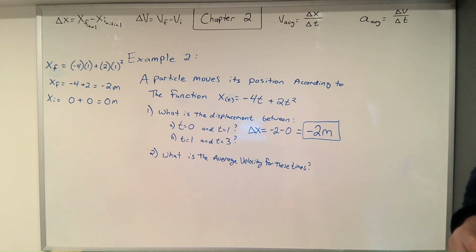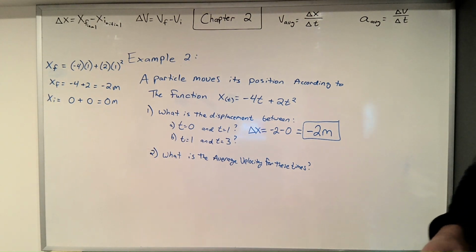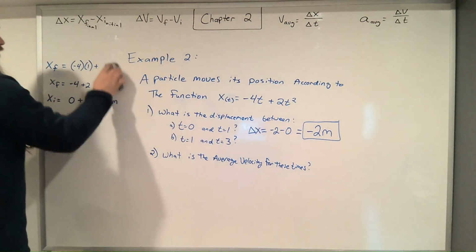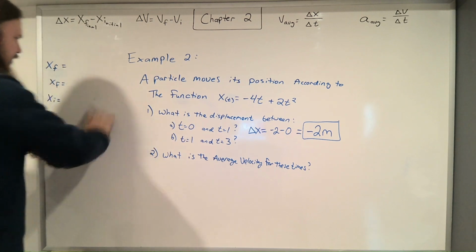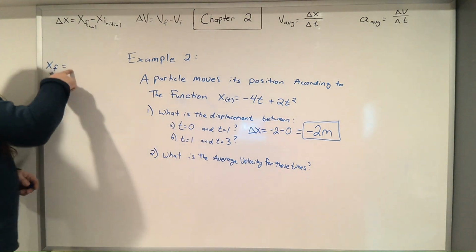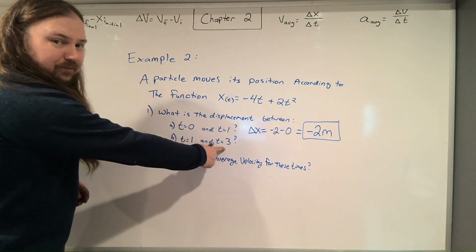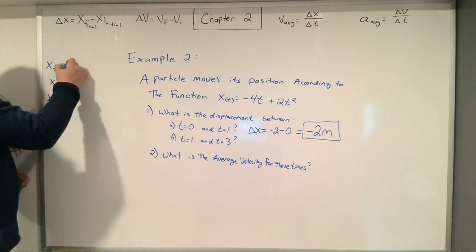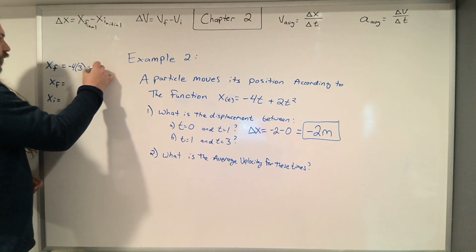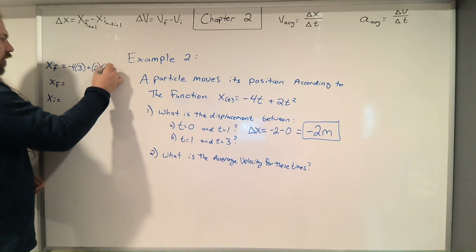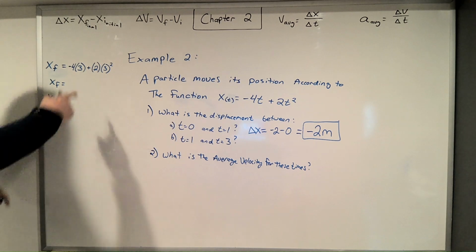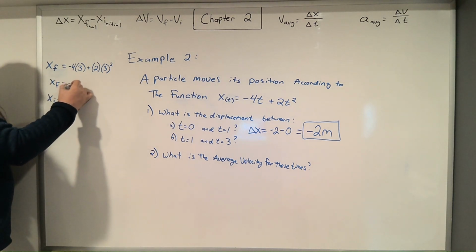Okay, we're going to do the same thing for part B of this. Okay, what are the positions for t equal to 1 and t equal to 3? Okay, let's look at xf. Final position means I would have to use the final time for part B. The final time is 3, so let me plug in 3. So we're going to have negative 4 times 3. Plus, we'll have 2 times 3 squared. Okay. So what is that? Well, this xf, negative 4 times 3 is going to give me a negative 12.